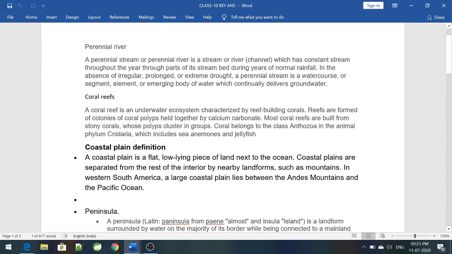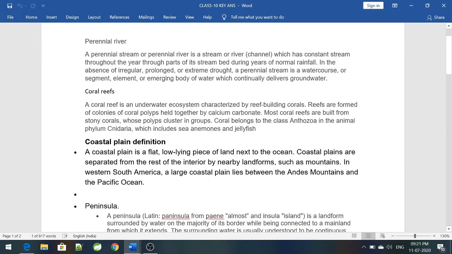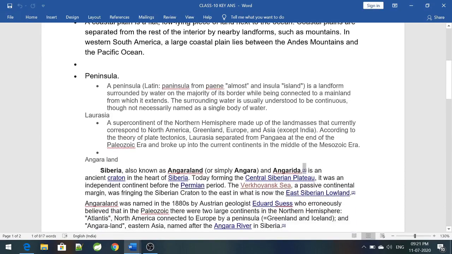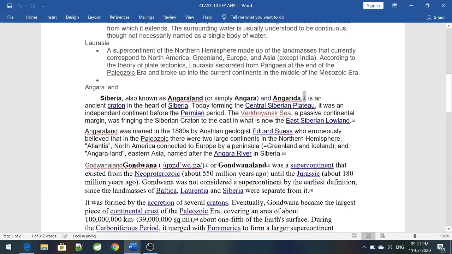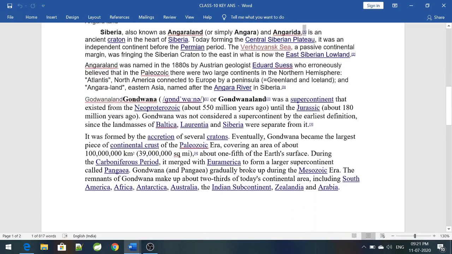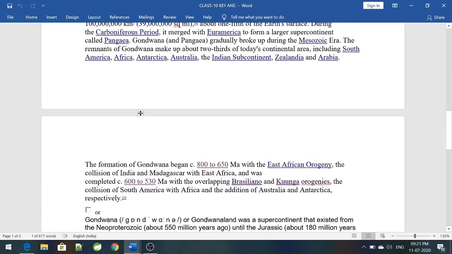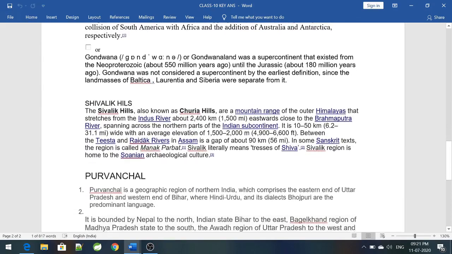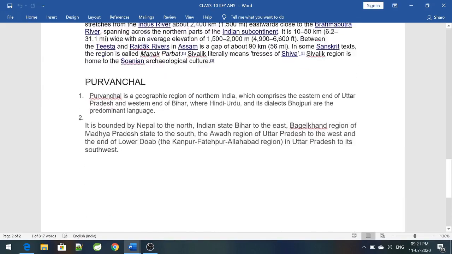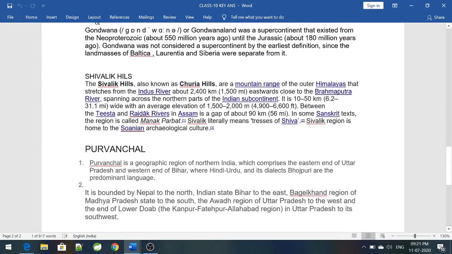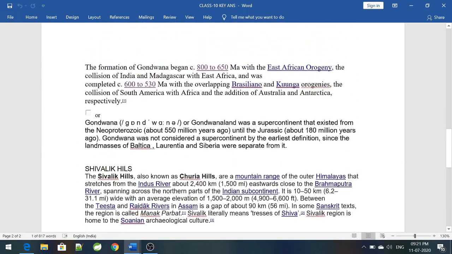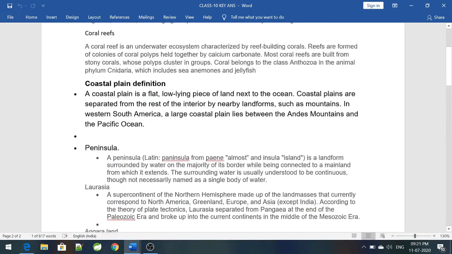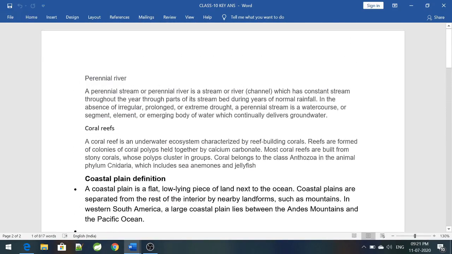Perennial river, coral reefs, coastal plain definition, peninsula, Laurasia, Angara land, Gondwana land, and these are the Shivalik hills and Purvanchal. These are the keywords given in your textbooks. So you can just read it once so that you can understand.